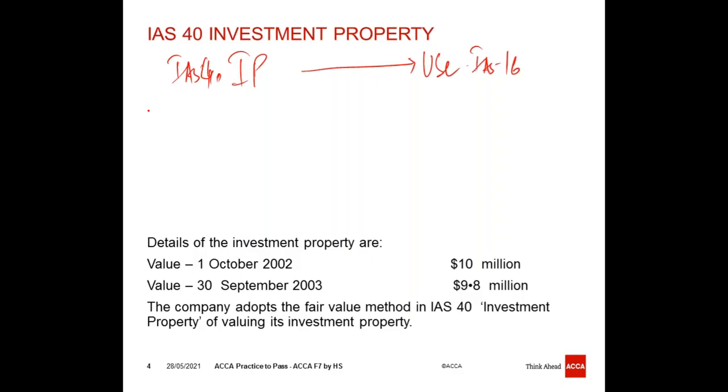So if the property is investment property, then it will be dealt with under IAS 40. But if the property is used in the business, then it will be considered under IAS 16. Now, if this property is being shifted from IAS 16 to IAS 40, the question is where the gain or loss will go at the time of transfer.